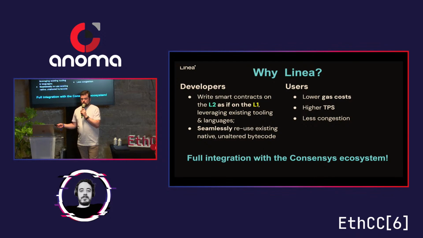If you are a developer, you would like to use Linea for a few reasons. The first one is that you can use Linea exactly as if you were using the mainnet, thanks to our goal of 100% compatibility between the L1 and the L2, which leads to the fact that you can seamlessly reuse all your existing code, either at the language level like Solidity or Vyper or whatever you like, or at the bytecode level. And finally, you will be able to address all of these users and create a mutual emulation of people wanting cheaper and faster transactions. And on top of that, of course, you will get integration with the whole Consensus ecosystem, so MetaMask, Infura, Truffle, and so on and so on.